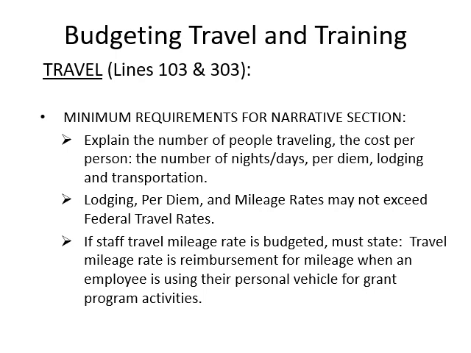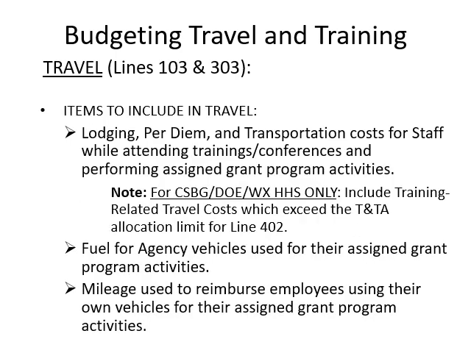If staff travel mileage rate is budgeted, then you must state in your narrative that the travel mileage rate is reimbursement for mileage when an employee is using their personal vehicle for grant program activities. The items to generally include in the travel budget are lodging, per diem, and transportation costs for staff while attending trainings, conferences, and performing assigned grant program activities.